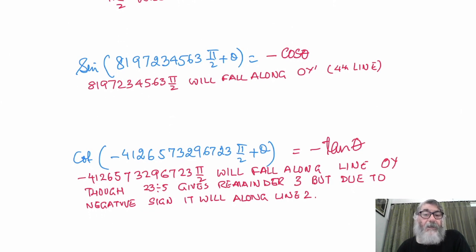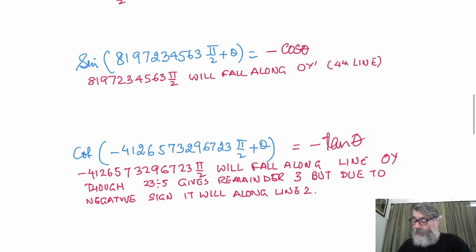This particular big angle which you are seeing written there, an odd multiple of pi by 2, will fall along line OY, and plus theta will come into the second quadrant, and in the second quadrant we know that only sine and cosec are positive, the rest are negative. So cot will convert into tan and it will be negative, so cot will change into minus tan theta.